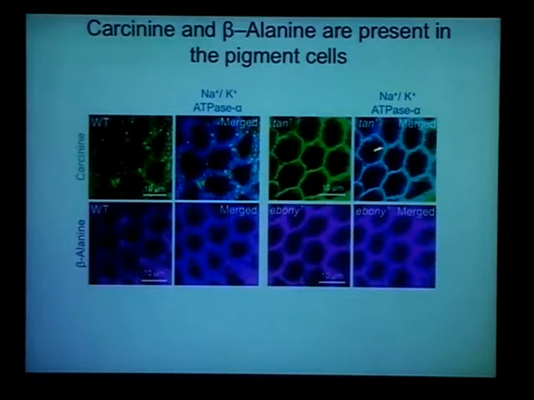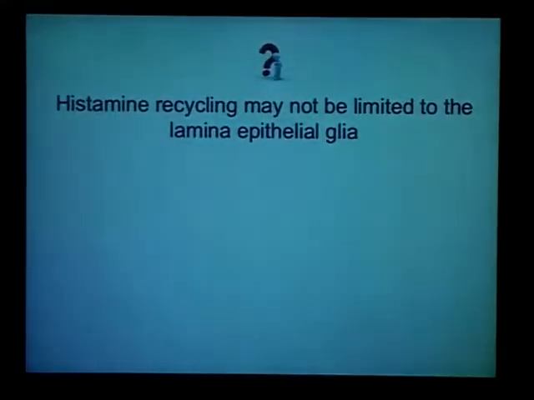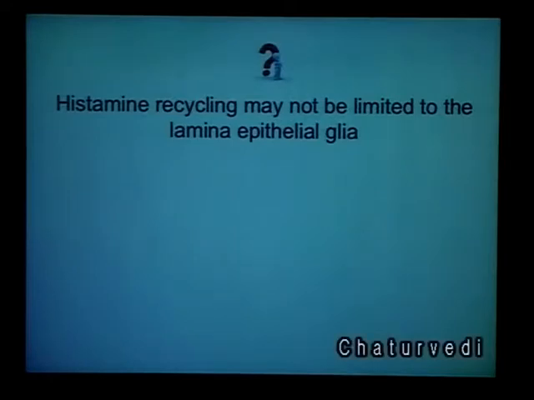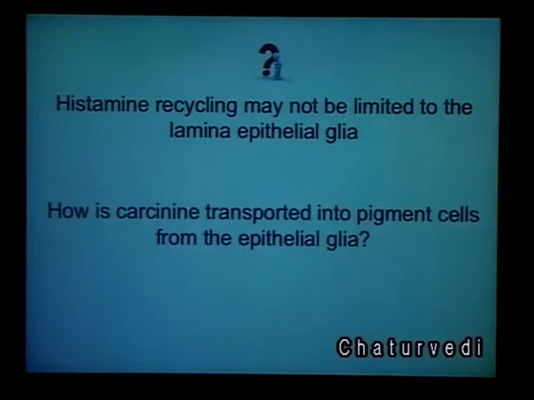You can see this is the TAN mutant and this is the ebony mutant, which has a large amount of carcinin and beta-alanine. You can see that large amounts of signal are actually present in the pigment cells. Based on this, we can say that histamine recycling may not be limited to the lamina epithelial glia. So the next question we ask is, how is carcinin transported to the pigment cells from the epithelial glia?